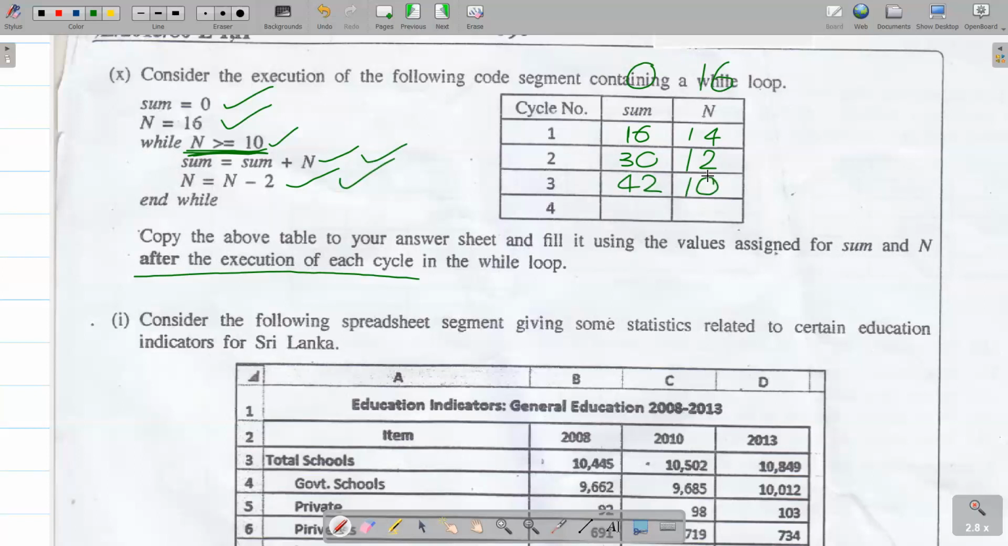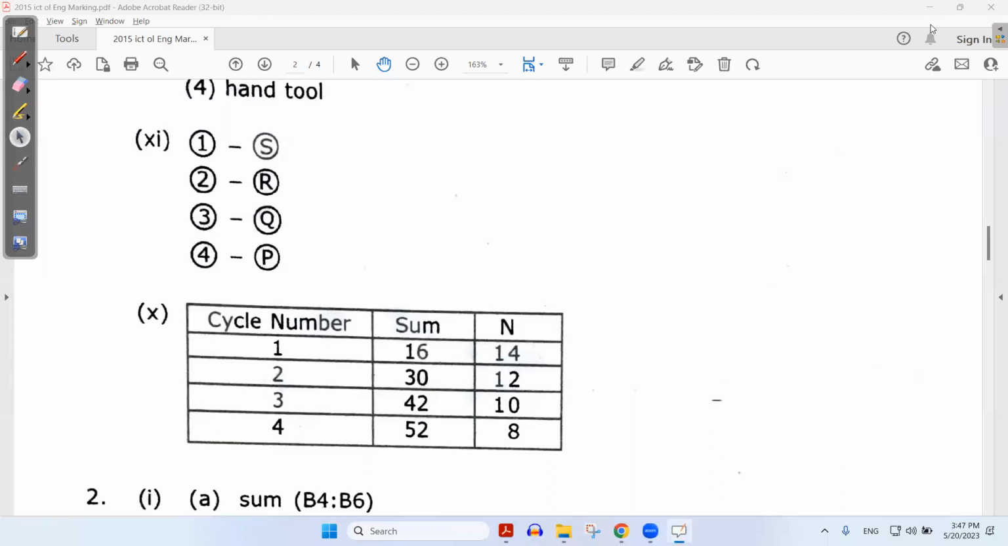Goes up and checks, n is not larger than 10, but it is equal to 10. So still the condition is true. Sum and n will be added up, 52. And n reduced by 2. So it will become 8. So these are the numbers that you need to have in the sum and the n. Alright, so let's cross check. 16, 30, 42, 52, 14, 12, 10, 8. If you got this correct, 2 marks will be given.